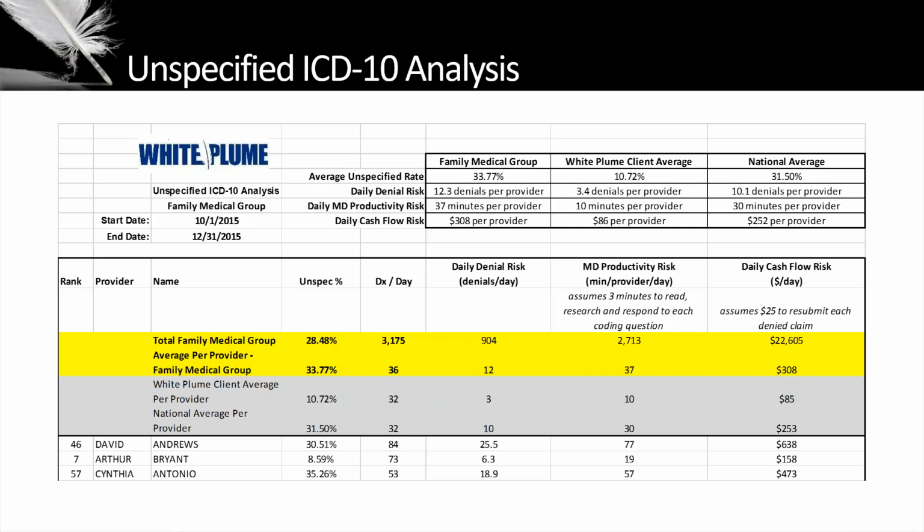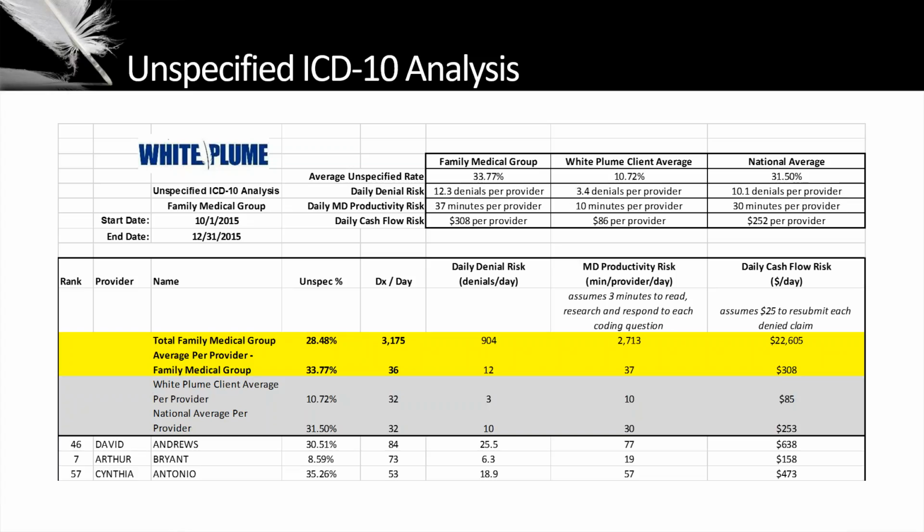Again, you can see on average for White Plume clients, that's 3 times better than the national average, but you want to know what it is for your practice. The daily physician productivity risk, the reason we put that in there is when you use an unspecified code, if your payer requires a higher degree of specificity, that means time for the billing staff to go back and look at the note, time for the billing staff to go back and ask the provider additional questions. You know, if you assume 1 question back to the provider for each denial, and it takes 3 minutes for your physician to read, research, and respond to that question, that's how you get that daily physician productivity risk that you see up at the top and that you see for each provider in the detail down at the bottom.